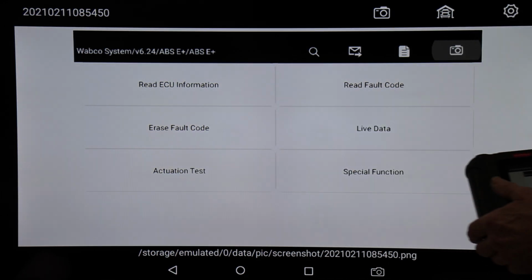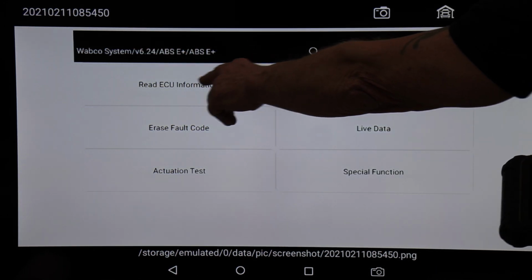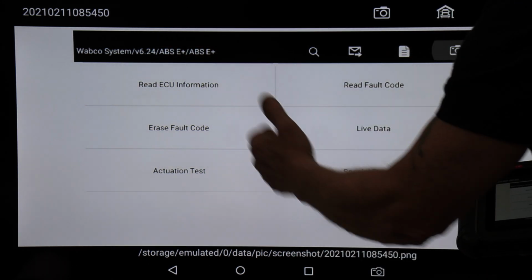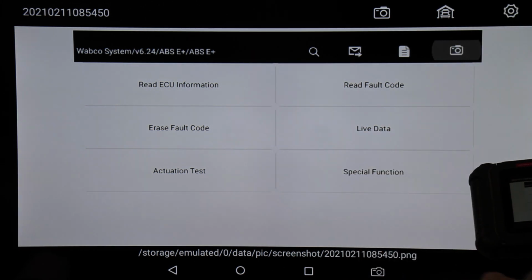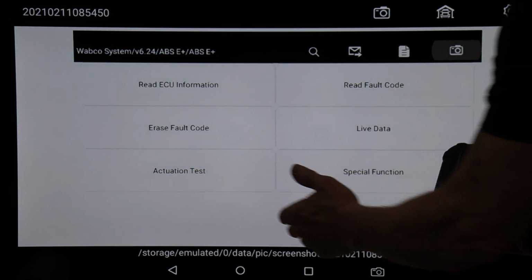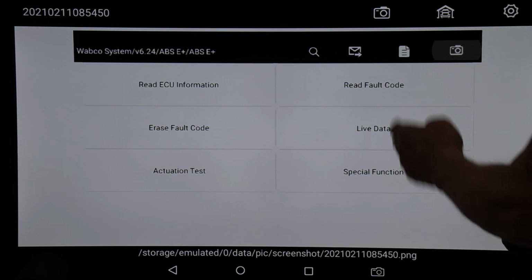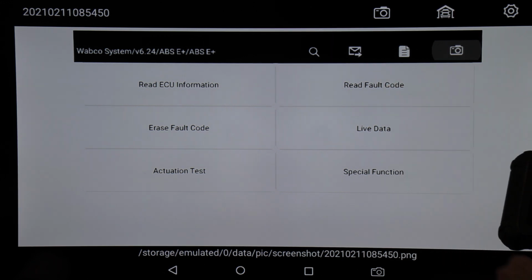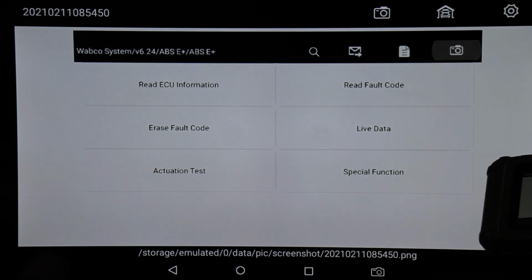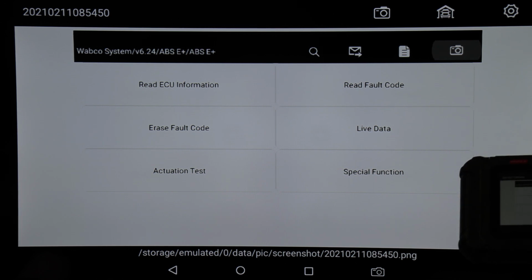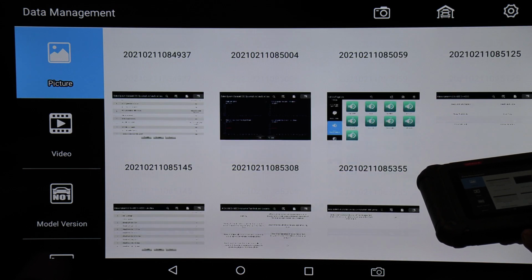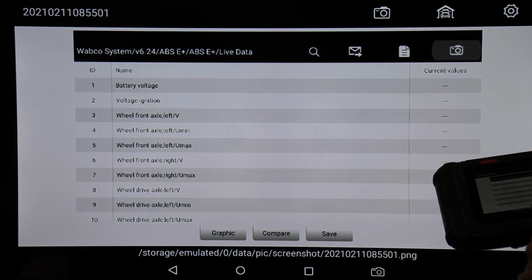Again, I can do it as a standalone WABCO system, ABS. But with version E, I can do a lot of stuff. I can read the ECU information, and that's exactly what the toolbox would do in WABCO. It would initially come up with all your information. I can read the faults. I can go into live data. I can erase those faults. I can do actuation tests, special functions, and it's limitless what you can do in here for not having the original toolbox.